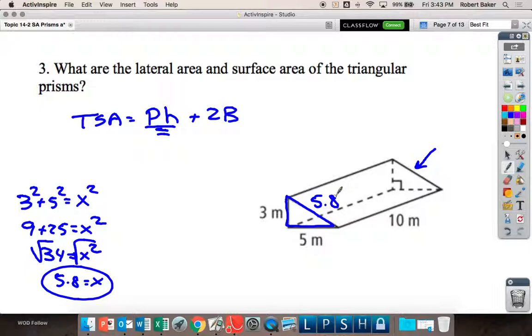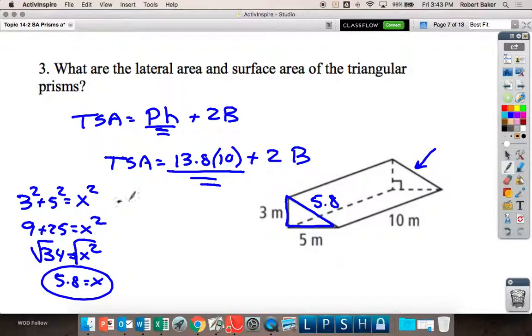So we need to find the lateral surface area by doing the perimeter of the base times the height. The perimeter of the base is 5 plus 5, which is 10. And 10 plus 3 is 13. Times the height of the prism, 10. Plus 2 bases. So when we calculate this, 13 times 10 is 130. We have just solved for our lateral surface area.